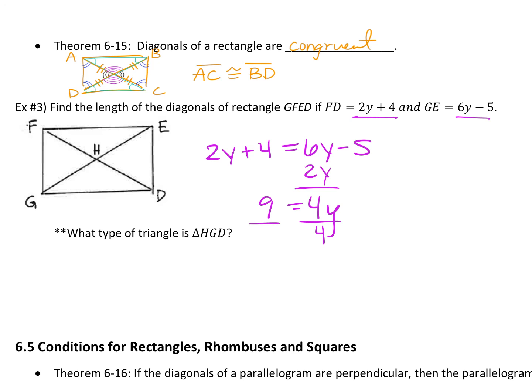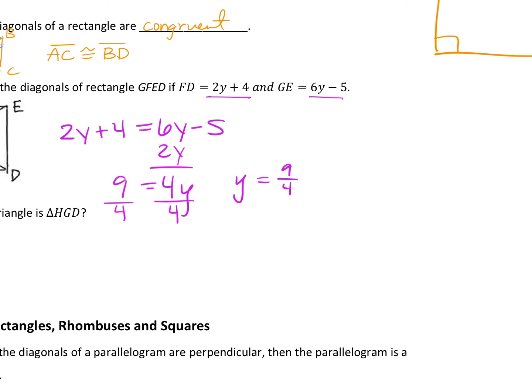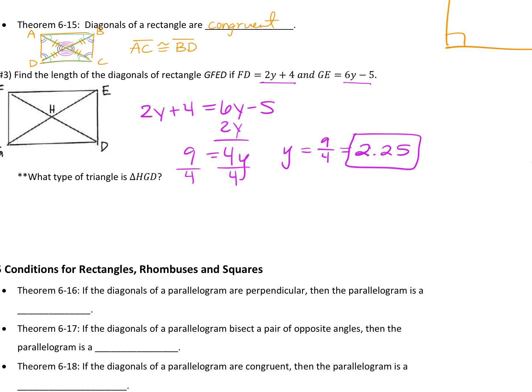Divide by 4. So y is, you could call that 9/4. Or if you like decimals better, that would be 2.25. Like most of you would probably prefer that, because then what do we have to do with that information? Plug it in. We want to know the length of the diagonals. So we're going to take that, and you can plug it into either one because they should work out to the same thing. If I were you, I would plug it into both and make sure it does equal the same thing, and then you've checked your answer.